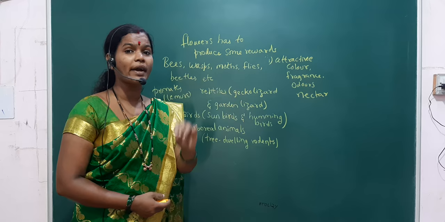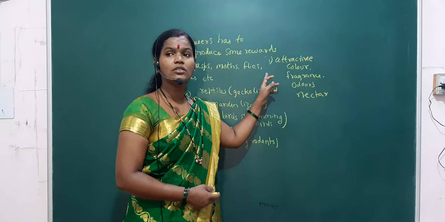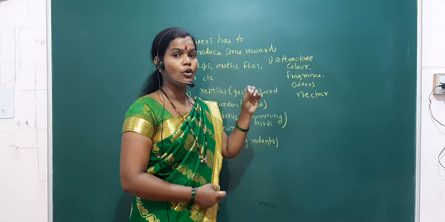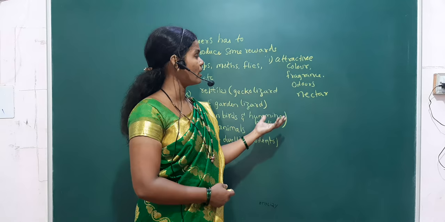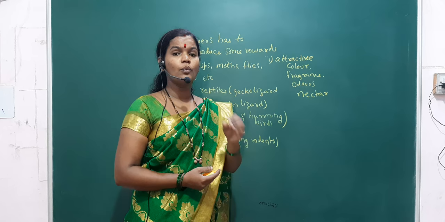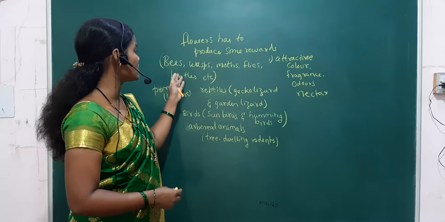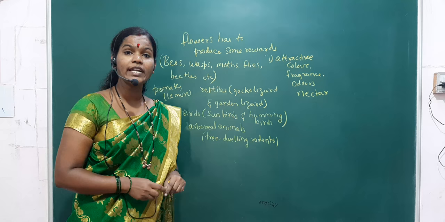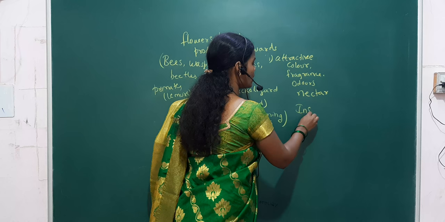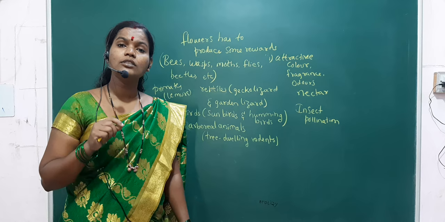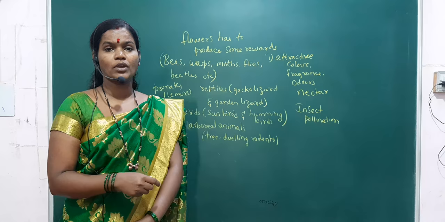What are the rewards here? Flowers should be attractive, the color of the flower should be very rich, the flower should have a pleasant fragrance and odor, and also the flowers should produce nectar, which attracts the animals. Now students, bees, wasps, moths, flies, beetles, all these are insects. Insect pollination is the dominating pollination among the varieties of animals.